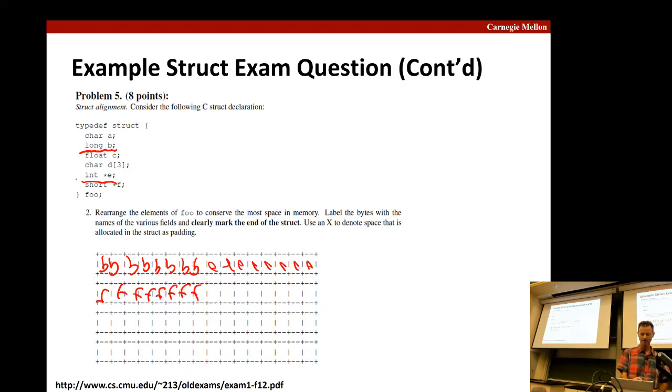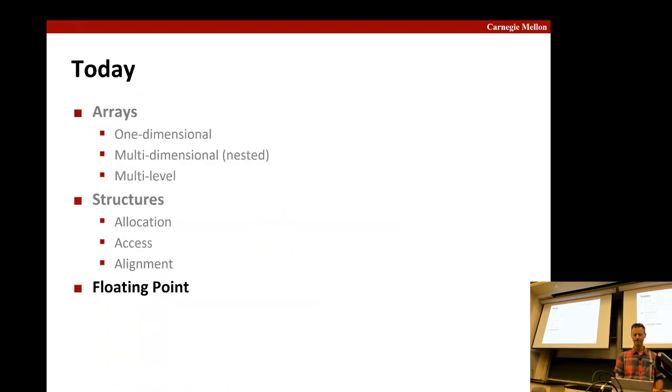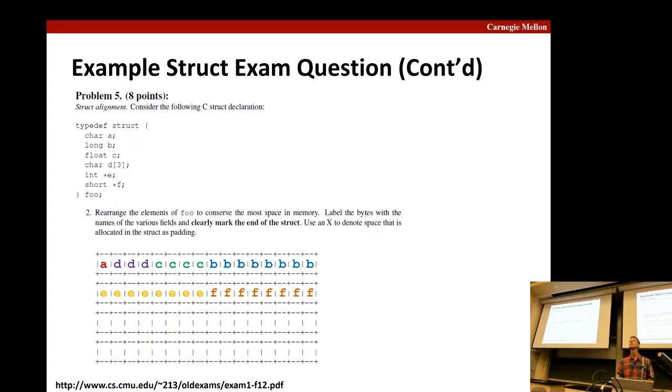Now I'm done with that. Then what's next? I guess maybe the float, since it's the next largest. And now I've got these chars: A, D, D, D. Do I need to add any padding? No. So you can see compared to this, it's a lot better. So you're ready to avoid making mistakes. There we go, good. Any questions on that?